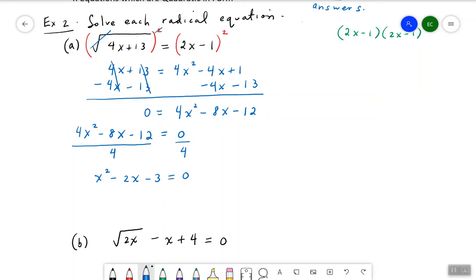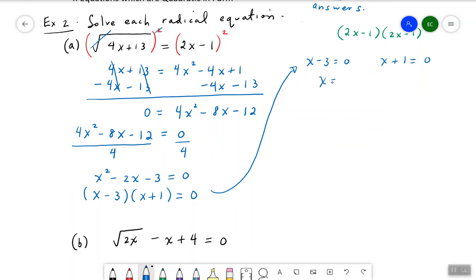And the factoring is not too bad, right? The leading coefficient now is 1, so we can just look for two numbers that multiply to negative 3 and add up to negative 2. And so that should be x minus 3 and x plus 1. And so there's our factored form. And so we're almost done. We're just going to set each factor equal to 0 and solve. So x equals 3 or x equals negative 1.